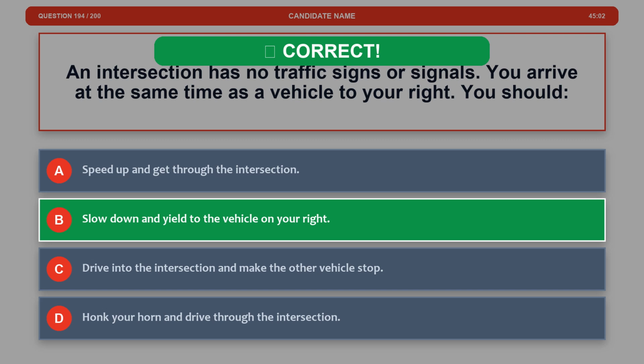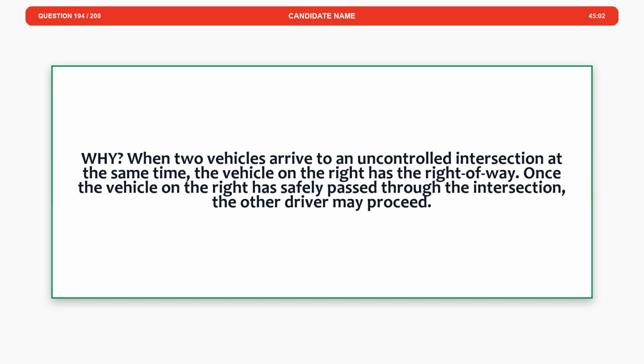The correct answer is option B, slow down and yield to the vehicle on your right. Explanation: when two vehicles arrive at an uncontrolled intersection at the same time, the vehicle on the right has the right of way. Once the vehicle on the right has safely passed through the intersection, the other driver may proceed.